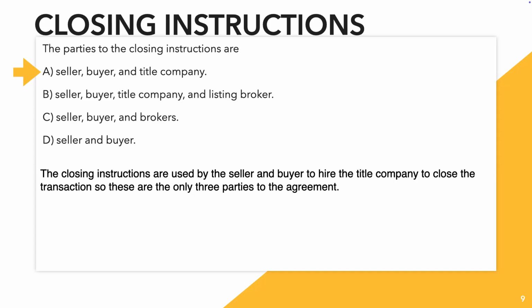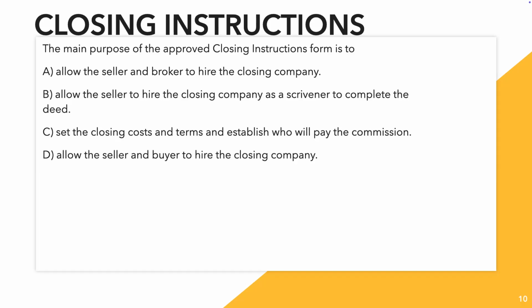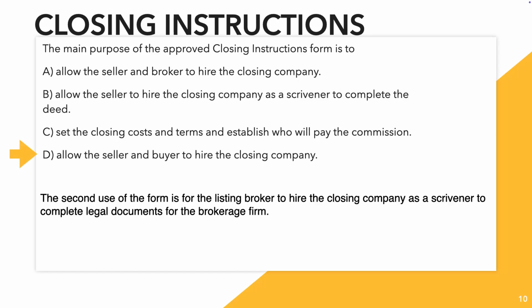All right. Now I'm going to throw this at you. And the instructions, or I'm sorry, the explanation when you see this is going to maybe allude to something else. Question number 2. The main purpose of the approved closing instructions form is to. Well, it's D. It's to allow the seller and the buyer to hire the closing company. But I do want you to look at this explanation. When we're looking at the explanation, the second use of this form is for the listing broker to hire the closing company as a scrivener to complete legal documents for the brokerage.